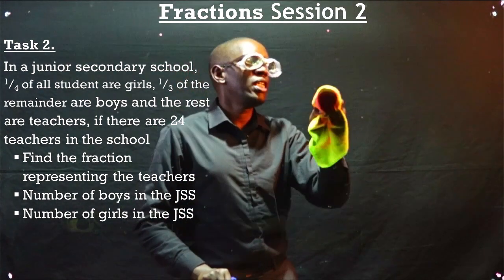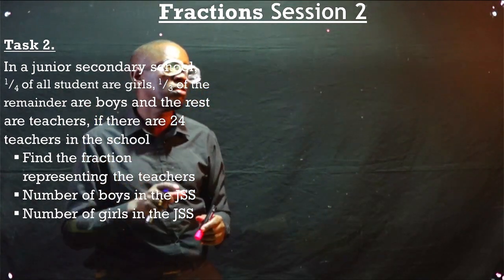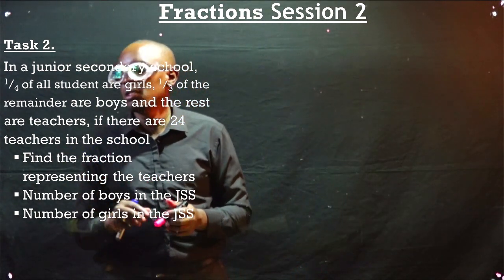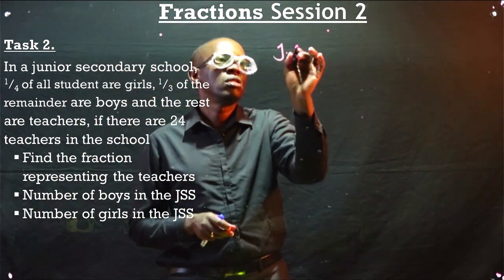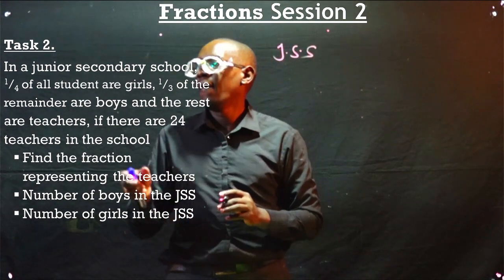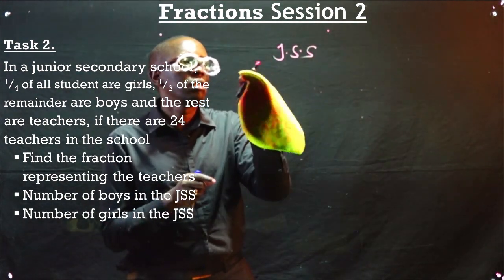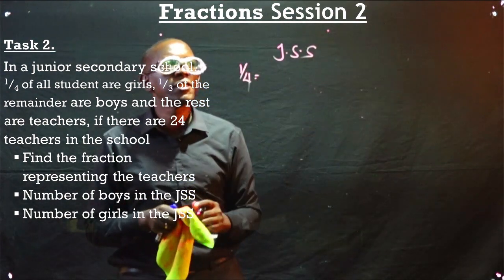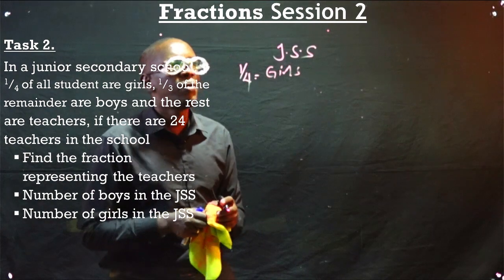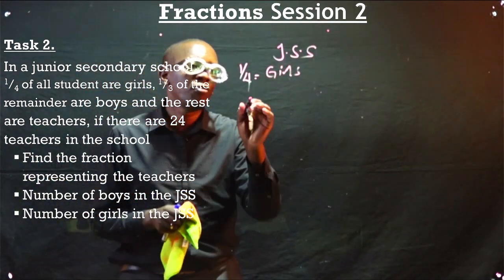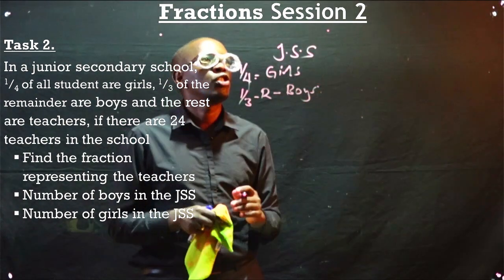All right. So in a junior secondary school, I want us to read this question together here. In a junior secondary school, let's make some notes. Junior secondary school, a quarter of the students. Write nicely. A quarter of the students are girls. And then a third of the remainder are boys.